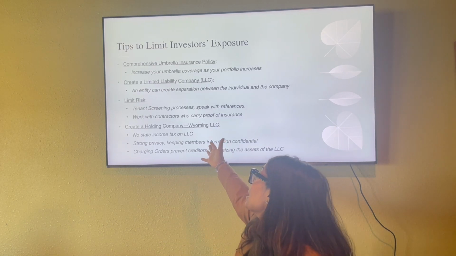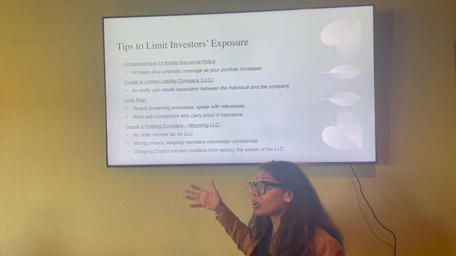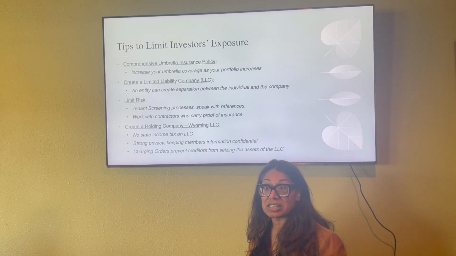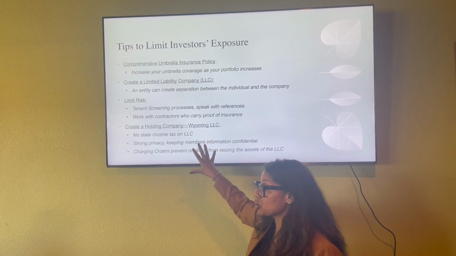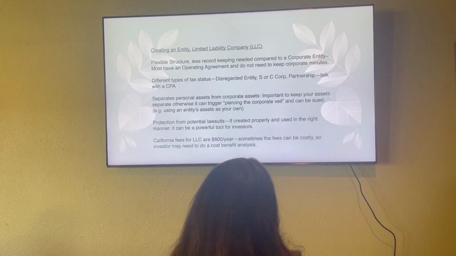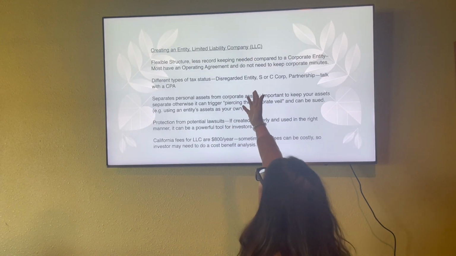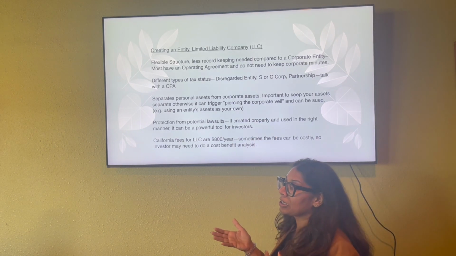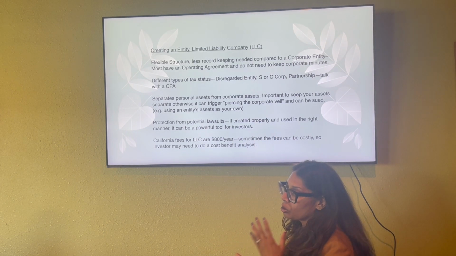But this structure again is a lot more work to maintain. It's more costly, so it has to make sense for your real estate investor. But there are these options, depending on what kind of investors you have and their exposure. So a little bit about creating the entity. We talked a little bit about it. The limited liability company is the preferred method for holding property.